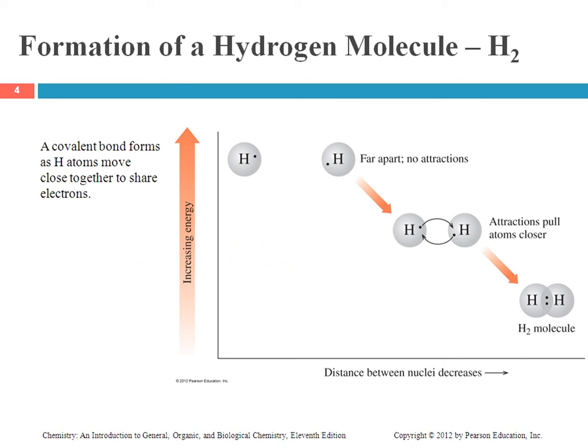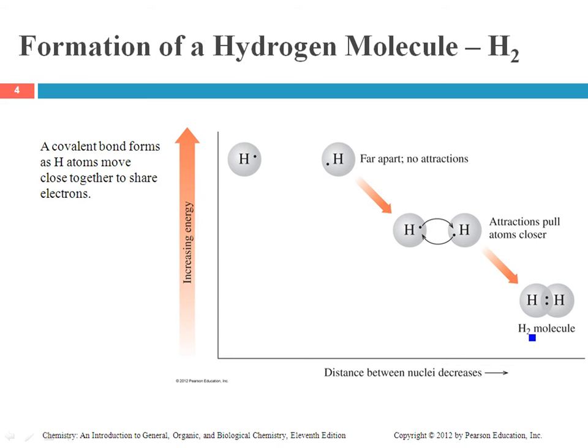So here's two hydrogens far apart. When they come closer together, the attraction pulls them closer, and then they form an H2 molecule. We consider it to be a molecule once they combine. Here's where they're sharing their electrons so that they have two, which is what they want. They want two to be like helium. We also write this like this as well. This bond represents two electrons, just like we see there.